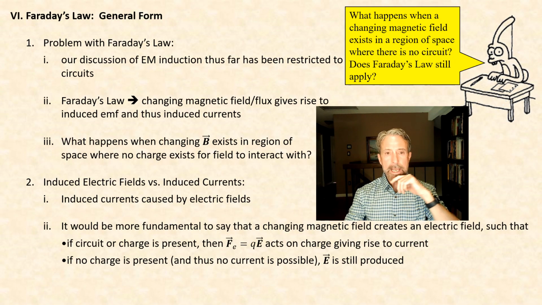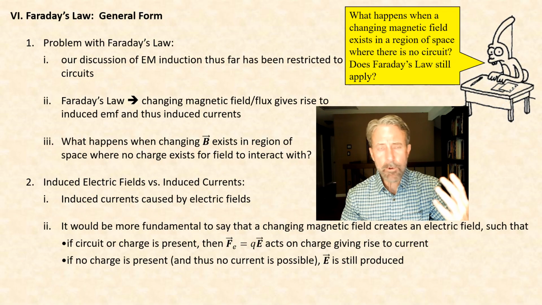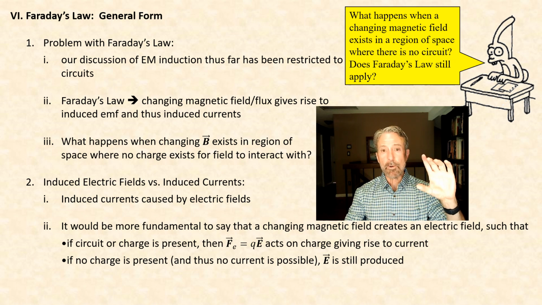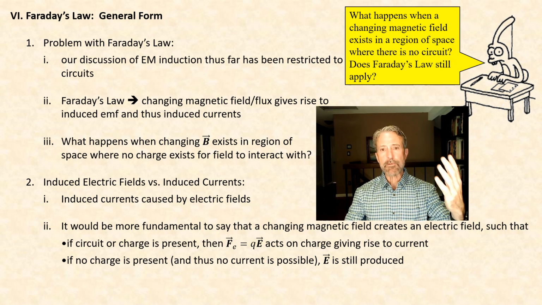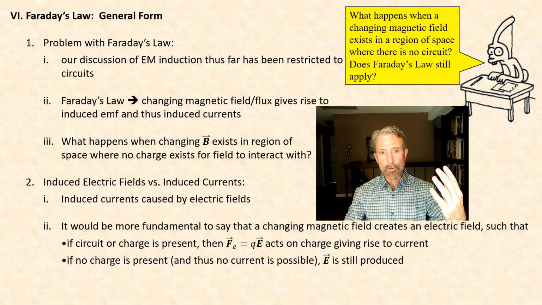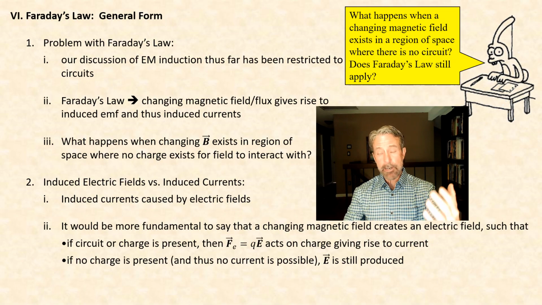So really what we're saying here is that, in summary, it would be much more fundamental to express Faraday's law by saying that in a region of space where there is a changing magnetic flux and field, this changing flux and field would give rise to an induced electric field. And if there happened to be charge in that region for that electric field to interact with, then that electric field would force the charge to move. We would end up with an electric current.